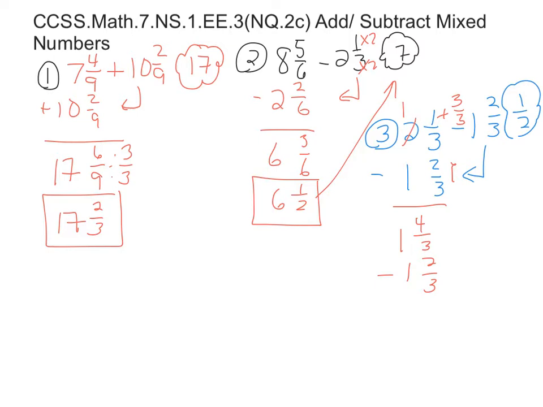Okay, so we had to borrow, just like when you're borrowing from whole numbers. So when we subtract that, we get 4 minus 2 is 2/3, and 1 minus 1 is 0. And so 2/3 is simplified, and sure enough, that is really quite close to our estimate. So thank you.